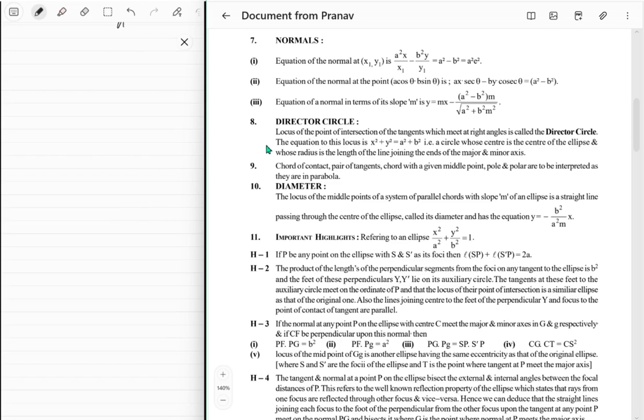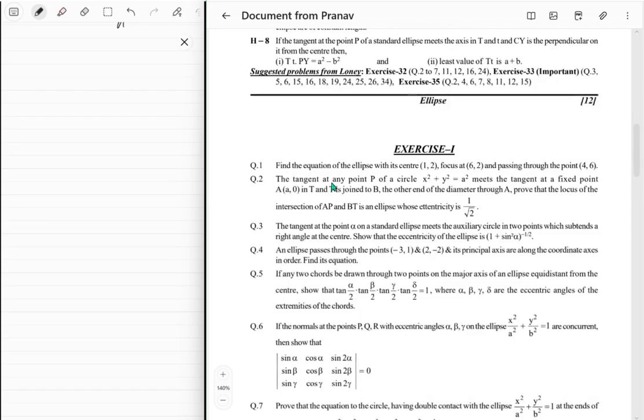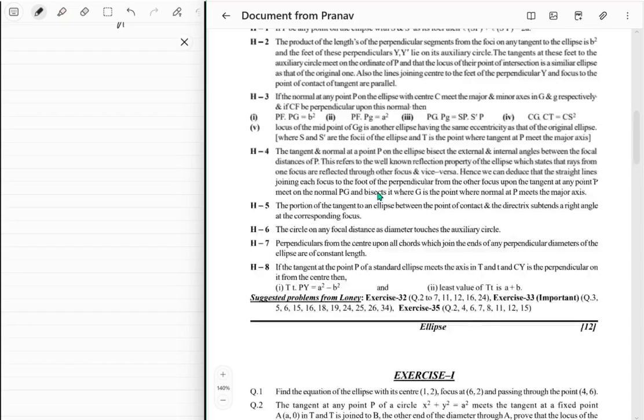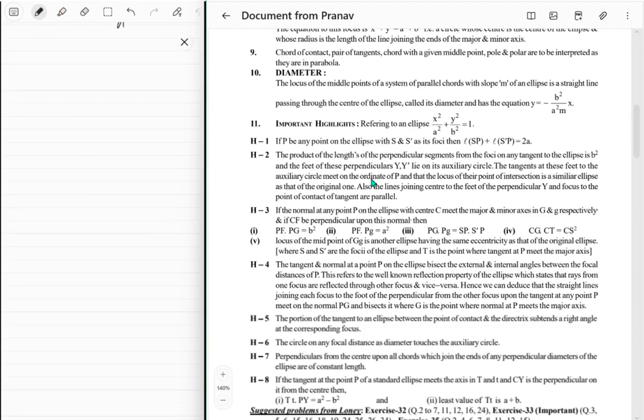Okay, next. Wait, how many are there? A lot of properties. Okay, diameter of circle is done, diameter is done.